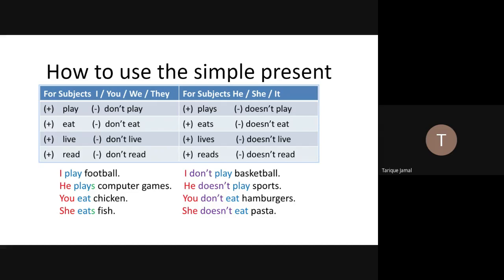So just look now. What did we say in the previous slide? That if we are using doesn't, then we use the base verb, right? See, he doesn't play. We're not saying plays now. He plays. Negative, he doesn't play. And then we have some other sentences there for you to have a look.